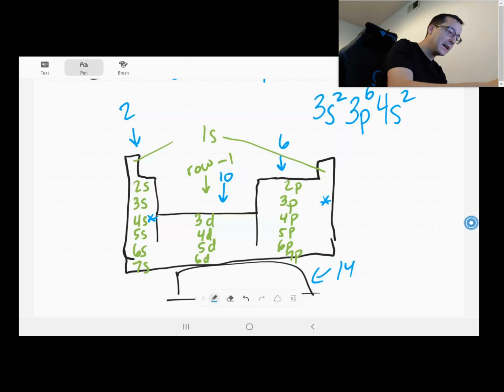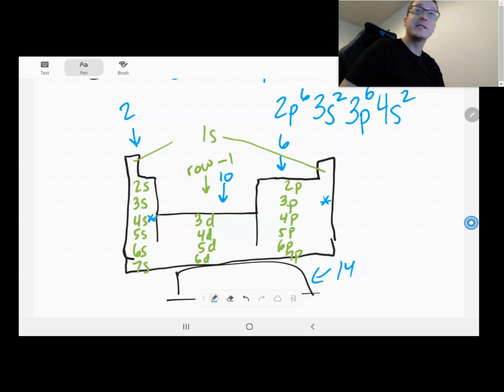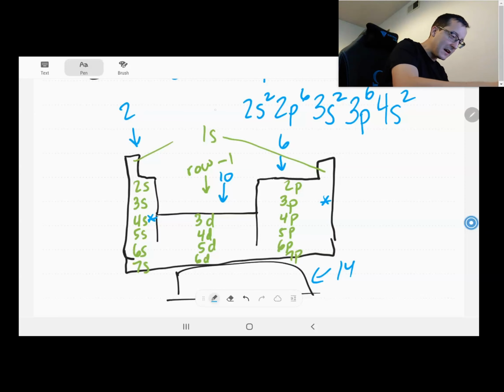(2p), exactly. And since we know p's can hold 6, we're going to go ahead and put all 6 electrons in there. And if we keep going backwards, we're going to go through 2s and 1s.